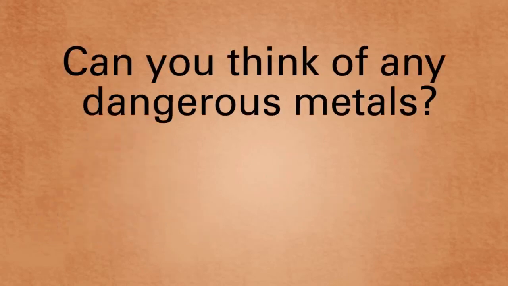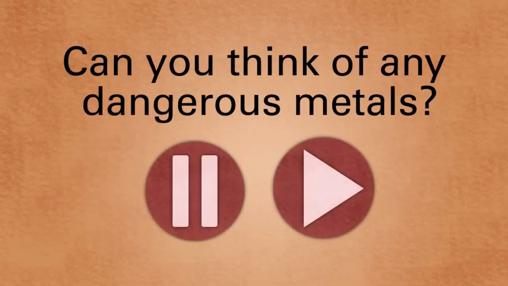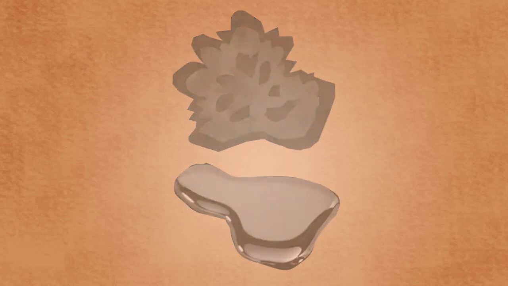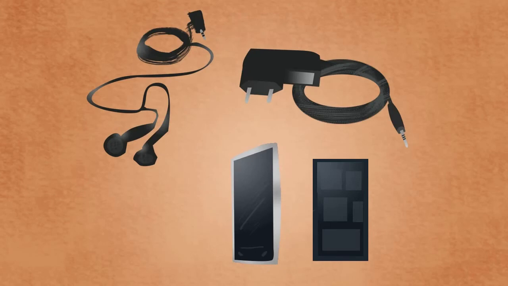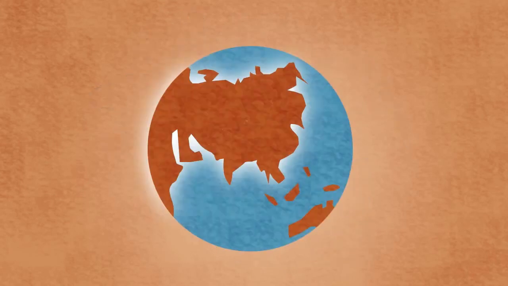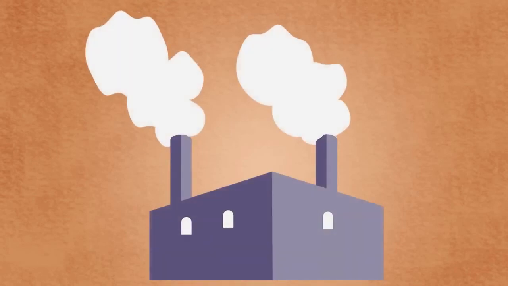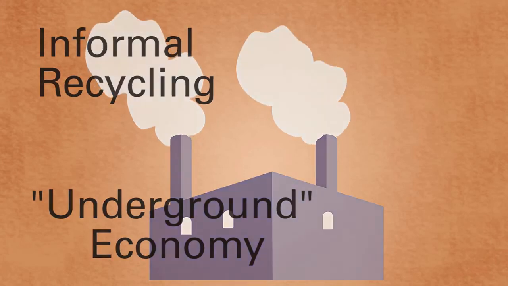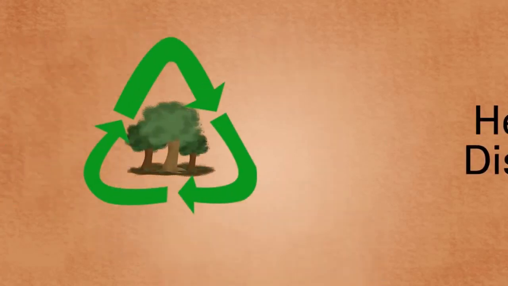Can you think of any dangerous metals? Pause the video and name some. Continue when you are ready. Some of the metals associated with recycling are lead and mercury. Often these metals can come from the recycling of waste electrical and electronic equipment. In India and China, a significant amount of pollution is generated where informal recycling in an underground economy of these countries has generated an environmental and health disaster.